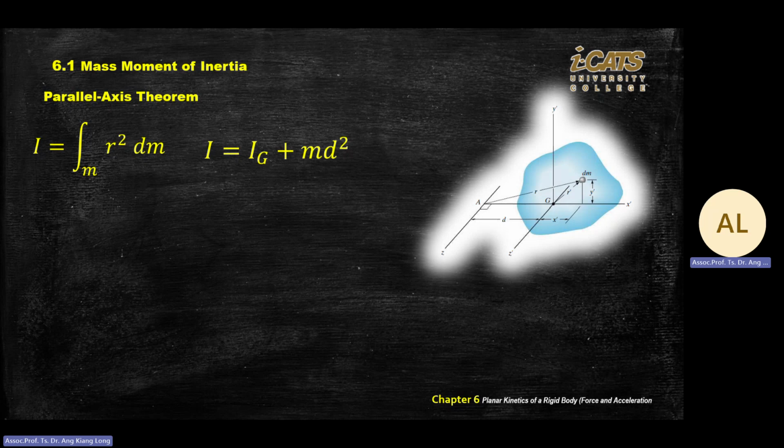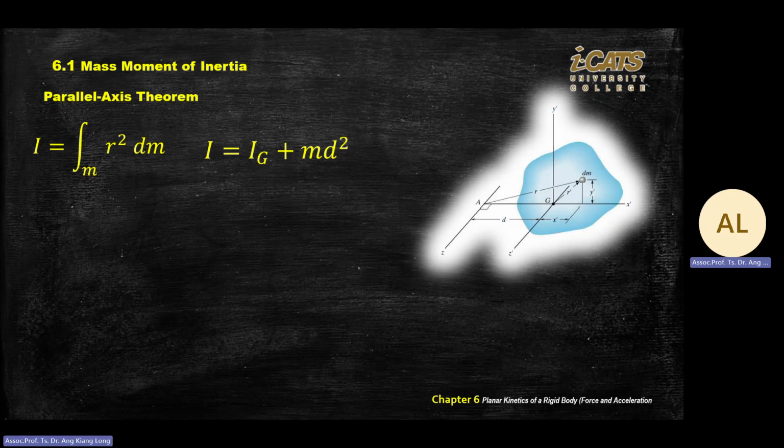The term Ig here is the center of gravity effect, the focus of the G point. But the back one, md square, is the total body mass effect. This md square is referring to this d. You always need to look at the question. You're given the origin position or reference position. For example, in this diagram, your d is from A to G.